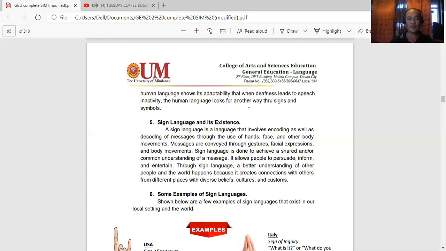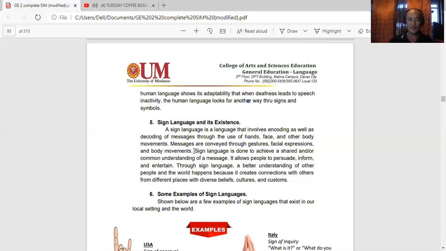Okay, number 5, sign language and its existence. A sign language is a language that involves encoding as well as decoding of messages through the use of hands, face, and other body movements. So messages are conveyed through gestures, facial expressions, and body movements.